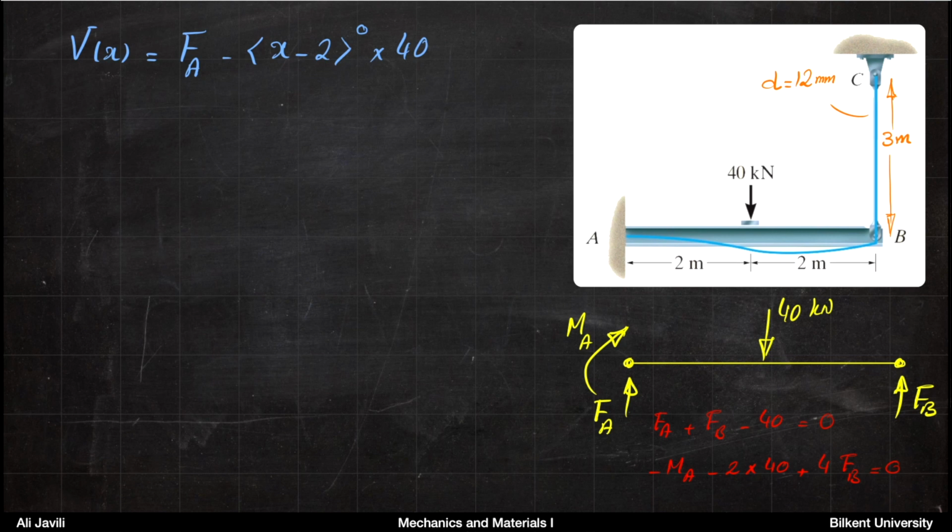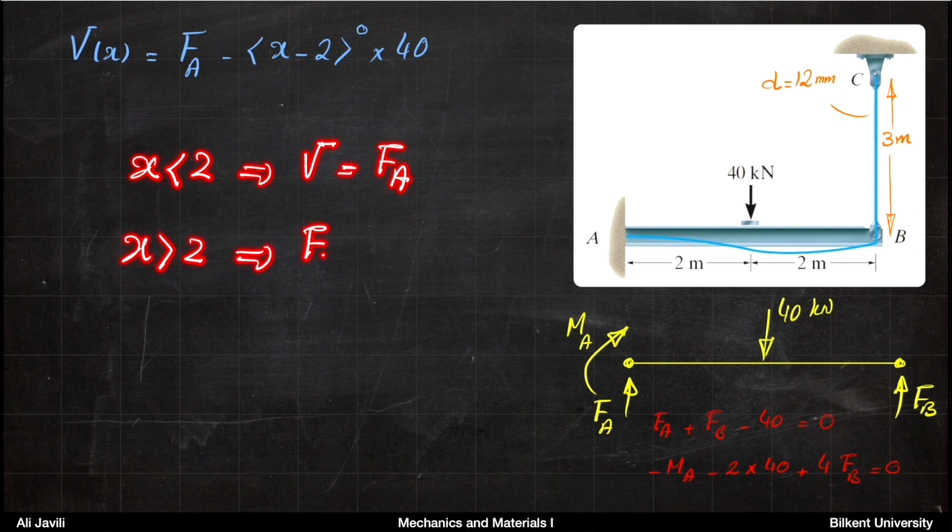So in order to solve for the deflection, we start with the shear force. Here you have Fa upwards. So you can imagine that if you cut the beam at any section before the point in the center, the shear force would be Fa. So if x is less than 2, the shear force would be just Fa.